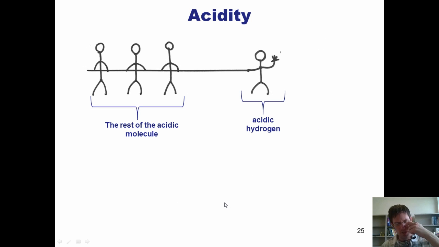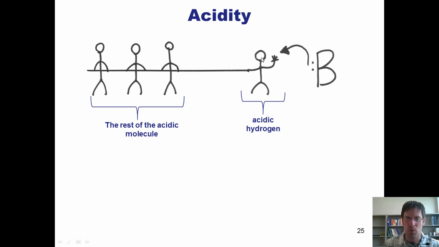Now let's imagine an alternative scenario in which the rest of the molecule is made up by guys like this. Now do you see what I'm saying? These guys aren't even really trying. They're lazy. Now, because they aren't pulling the rope, the hydrogen's grip here on the rope is not going to be loosened as much. Therefore, this base has to work a little bit harder to remove this hydrogen. Hence, this kind of hydrogen is less acidic.